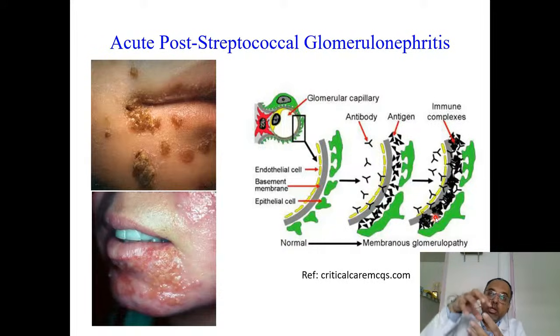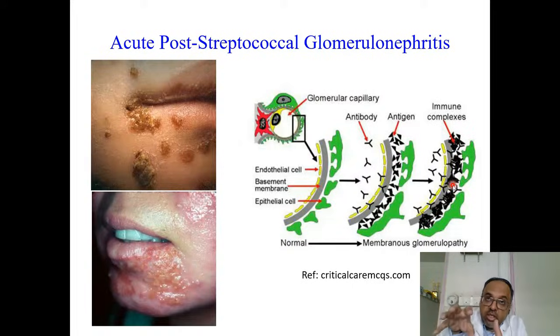So antigen antibody molecules will be trapped there. And in some other cases, streptococcal antigens will get trapped in the glomeruli first, and then antibodies will go and bind them. In either case, we have a lot of immune complexes here. And when you have immune complexes, well, neutrophils and some local macrophages will try to perform phagocytosis.